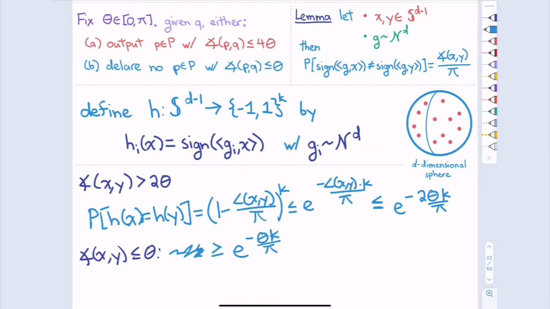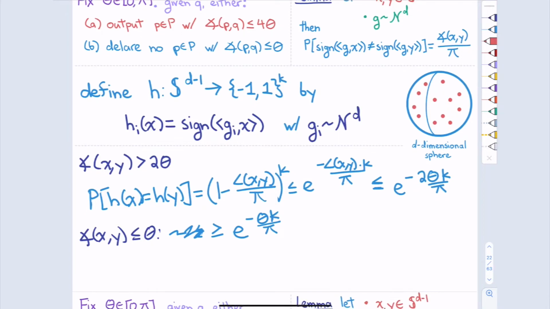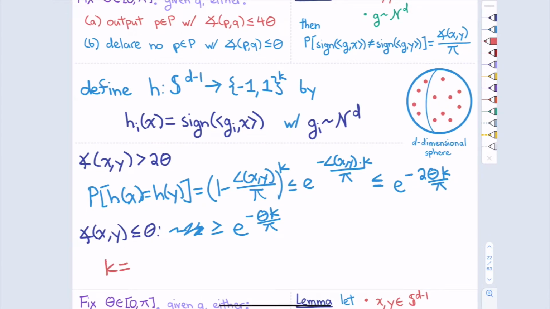Okay. So now what we're going to try doing is we're going to set k to be pi log n over 2 theta. Okay. In that case, this would become minus k. The k should disappear if we substitute in k. E to the minus log n. Okay. So we'll get 1 over n. I should have written natural log, but oh well.